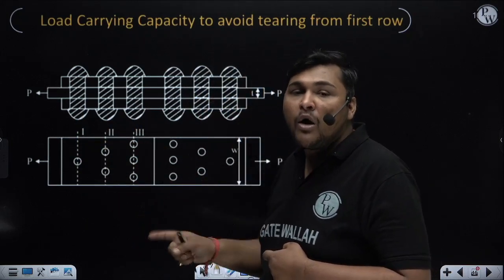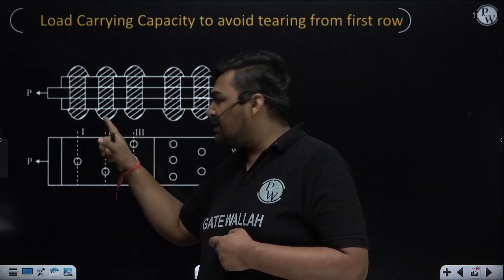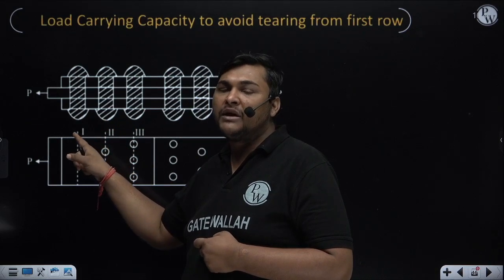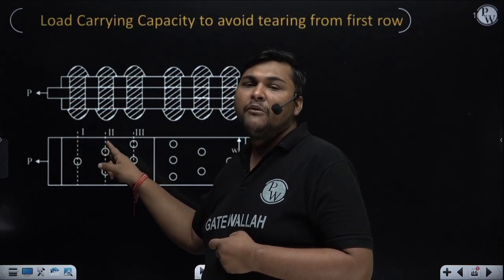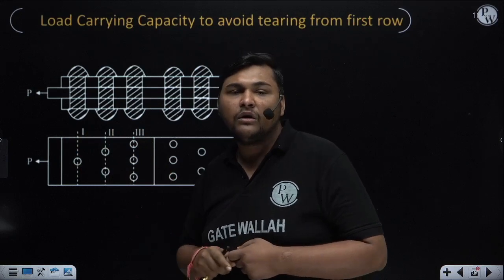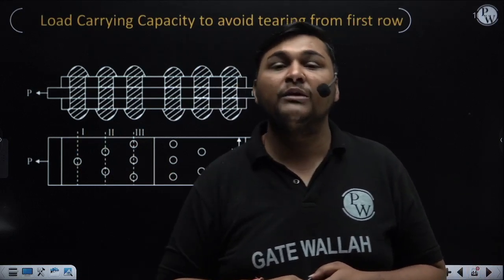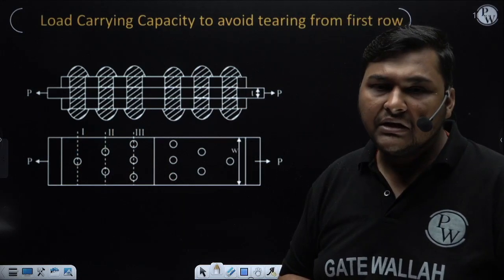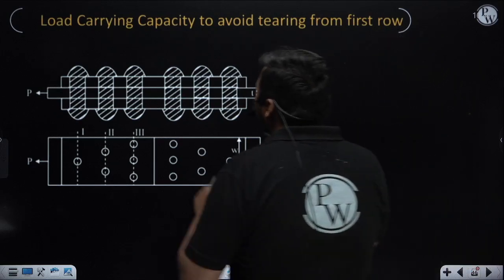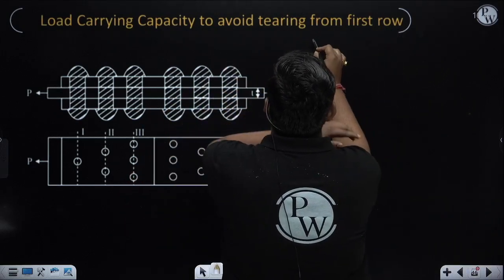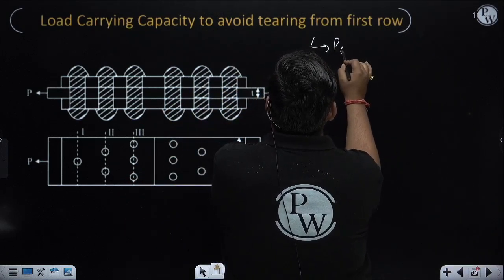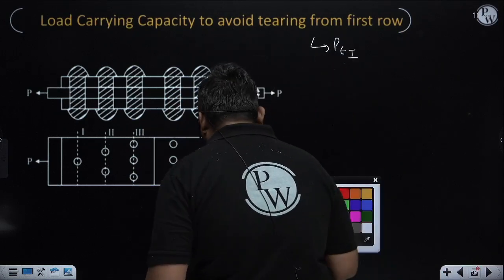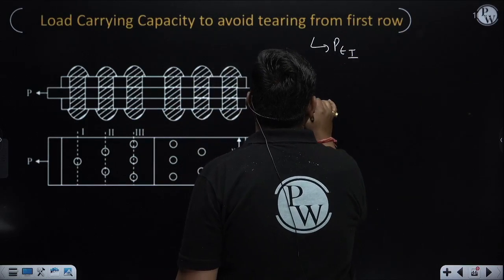And the minimum value of this tearing load capacity, which comes from tearing from the first row, tearing from the second row and tearing from the third row, will be the actual tearing load capacity. So first we are calculating the tearing load carrying capacity to avoid tearing from the first row, and I am denoting this as PT1. Now how to calculate this, understand carefully.